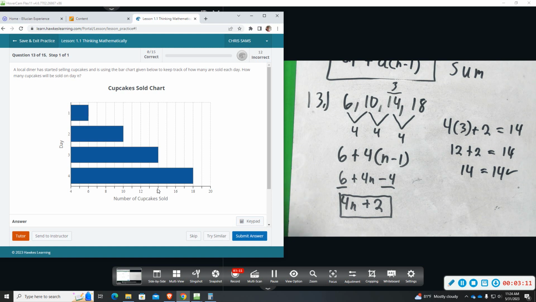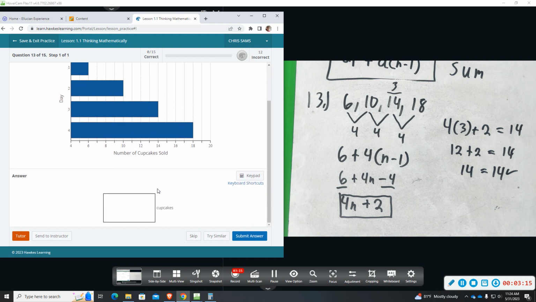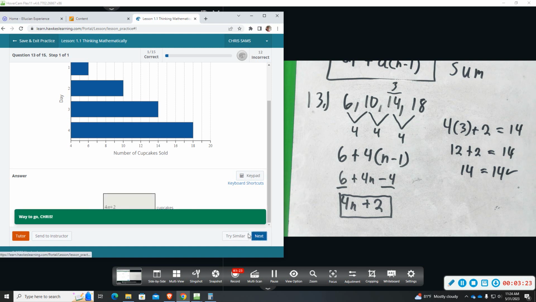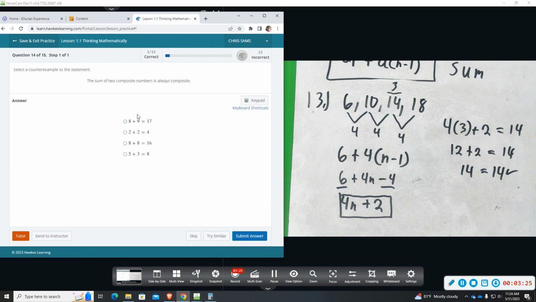On this problem, they're looking for just a formula. So 4n plus 2 is going to give us the number of cupcakes that will be sold on day N. So I'm going to go with 4n plus 2. Go to the next.